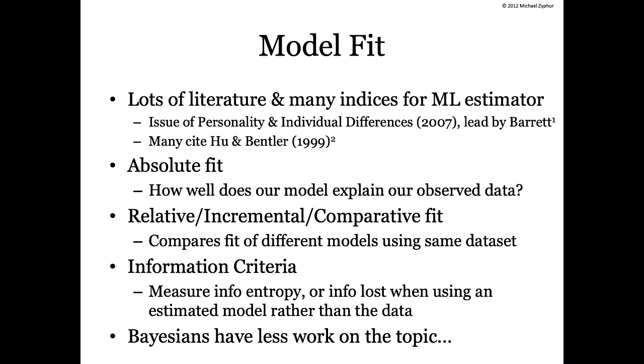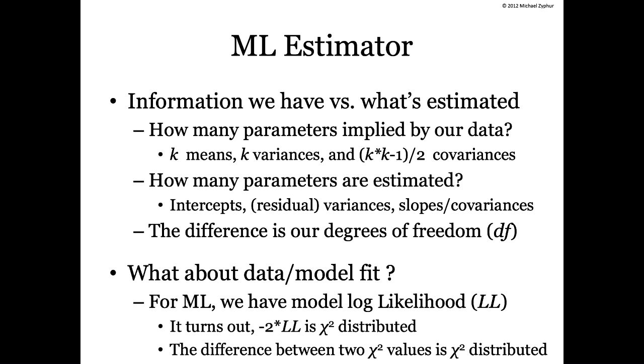foundation, and they're useful for different kinds of things than these other fit indices. They measure information entropy, or how much information you lose, for example, when you go from one model to another, or from the data to your model. Bayesians have less work on the topic, but Mplus does give you some fit statistics or information criteria when you use the Bayes estimator, but for the most part, all the literature is on ML estimators or frequentist estimators, so for the most part, we'll just go based on those.